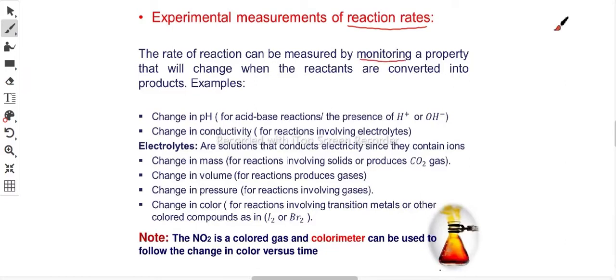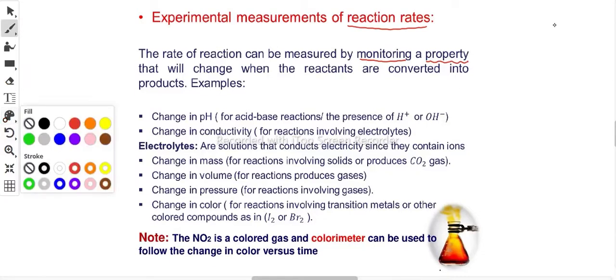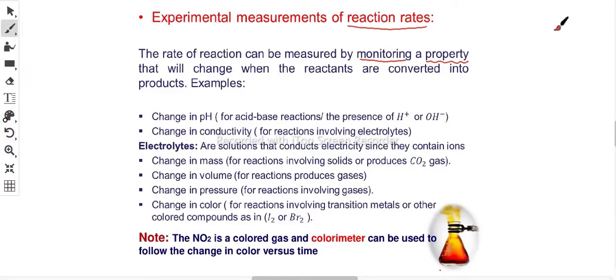If I want to monitor and follow the change, I need to look for a property that I can follow within time. I have more than one property, so I have more than one method. We're going through the methods that can be used. Starting with the first method, I can use the change in pH per unit of time. The change in pH can be used anytime we have acid-base chemical reactions.